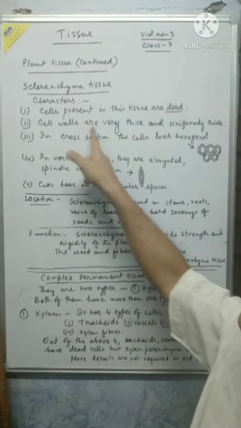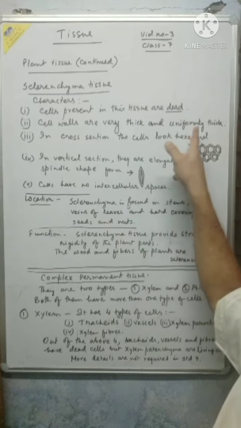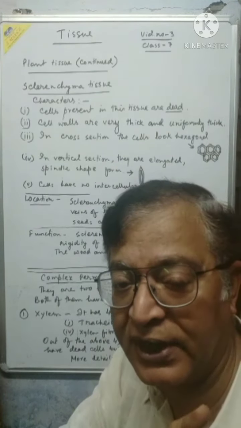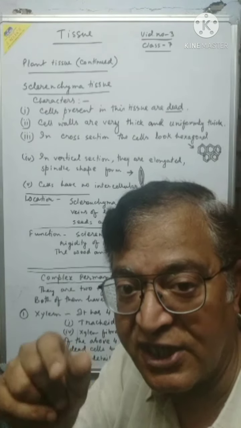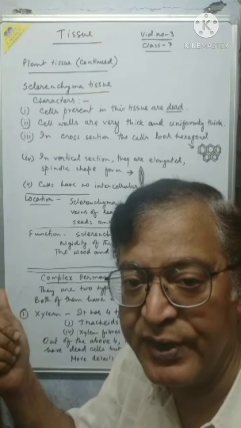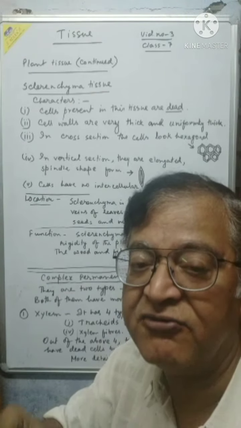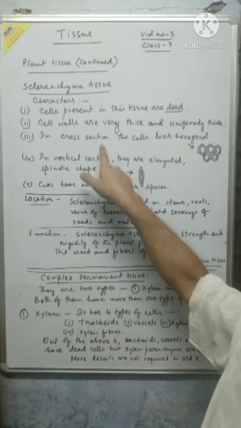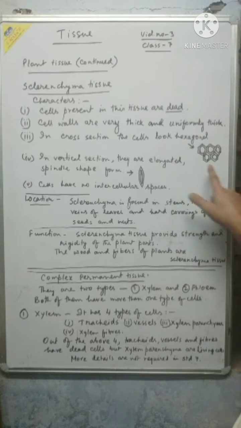Second point, cell walls are very, very thick and uniformly thick. Cell walls are thick, like collenchyma tissue, but it is uniform. In collenchyma it was uneven. Here it is uniform. Number 3, in cross section the cells look hexagonal. Look at the type I have drawn, hexagonal with thick walls.